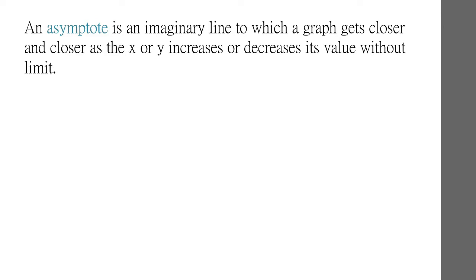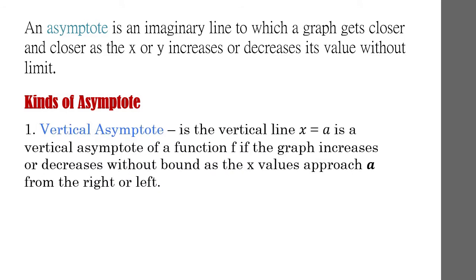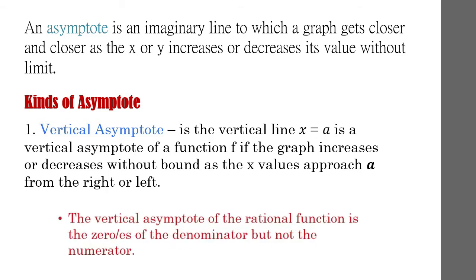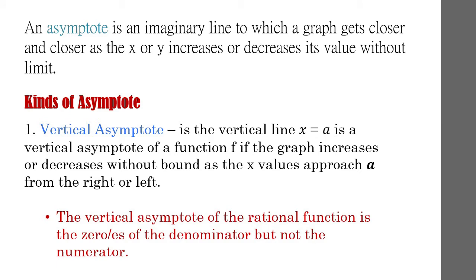So there are different kinds of asymptote. We have the vertical asymptote, which is the vertical line x equals a is a vertical asymptote of a function f if the graph increases or decreases without bound as the x values approach a from left or right. The vertical asymptote of the rational function is the zero or the zeros of the denominator but not the numerator.